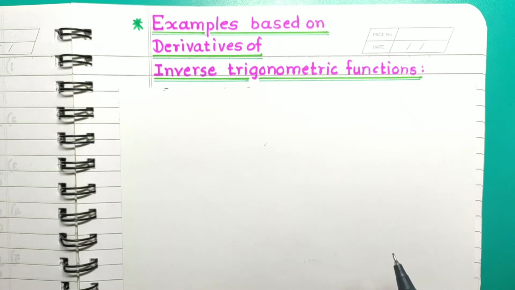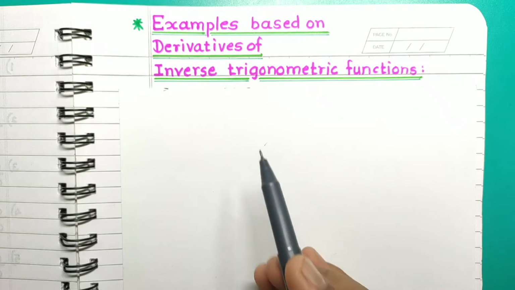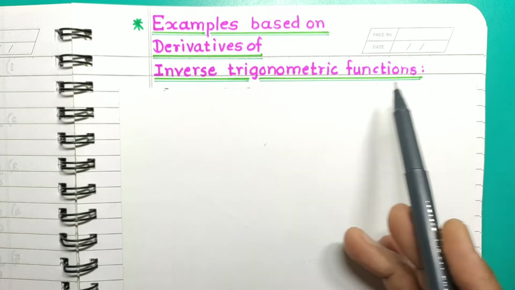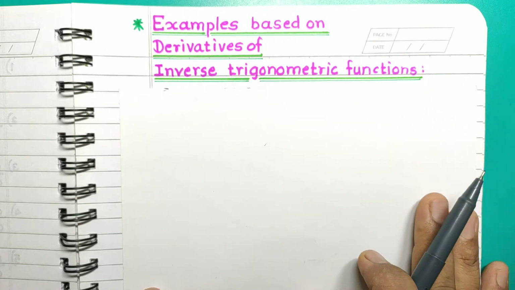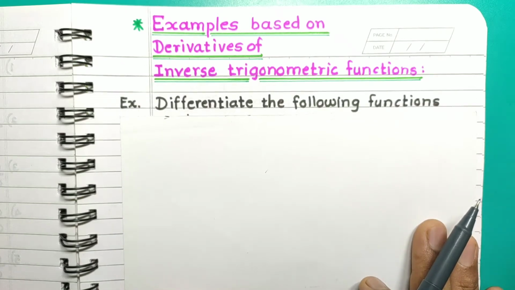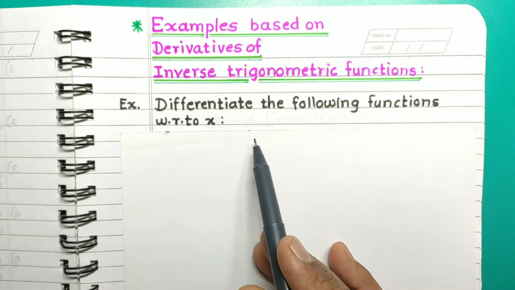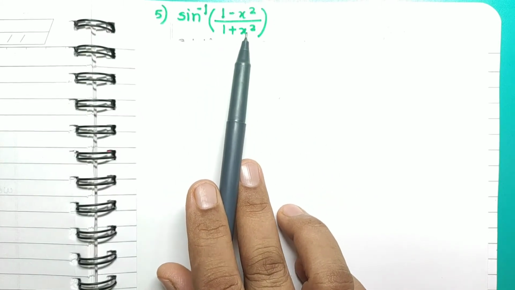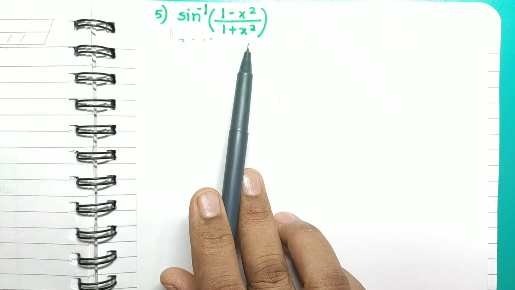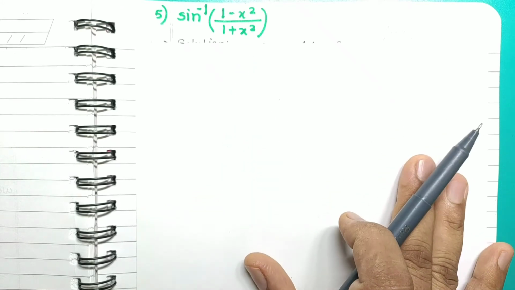Now let's continue solving examples based on derivatives of inverse trigonometric functions. For that we have the question: differentiate the following functions with respect to x. The next example is sine inverse of (1 minus x square) upon (1 plus x square). We have to find the derivative of this function.